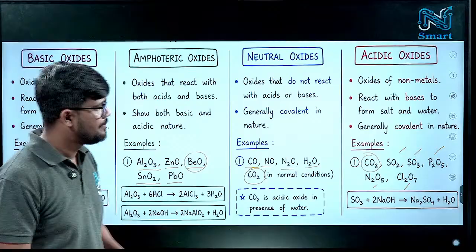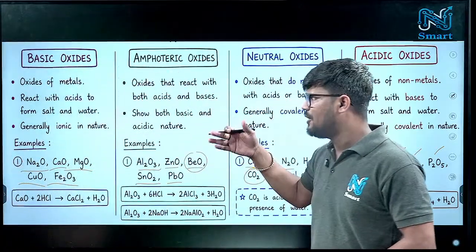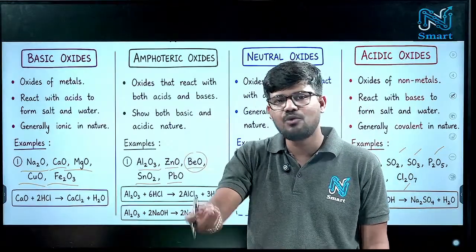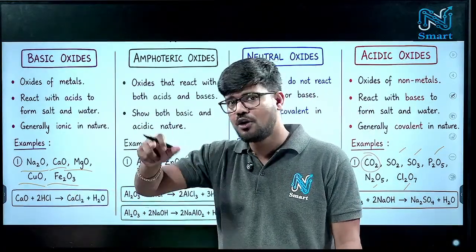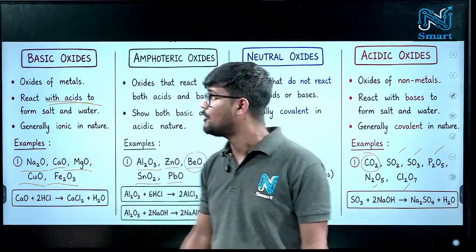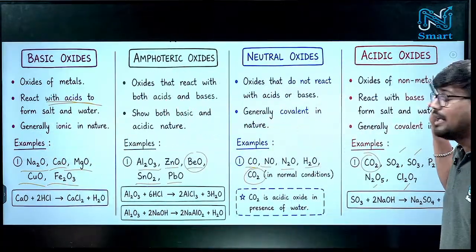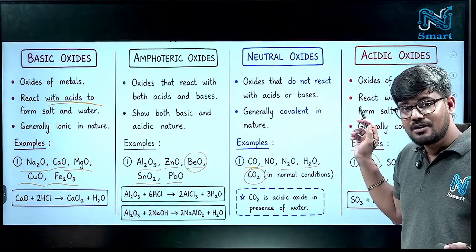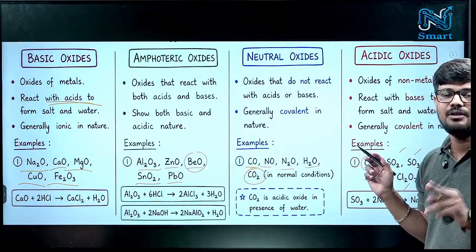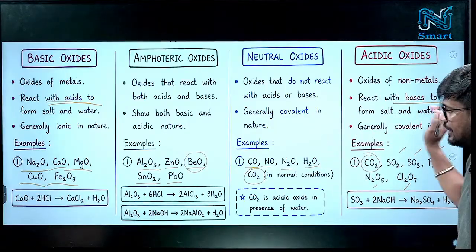Okay, this is done. And the definitions I think you already know. Basic oxide means if it reacts with water it will produce a base like NaOH, KOH, or it will react with acid. Both mean basic oxide. Acidic oxide means it will react with base, or it will react with water and form acid. Both are correct, right?